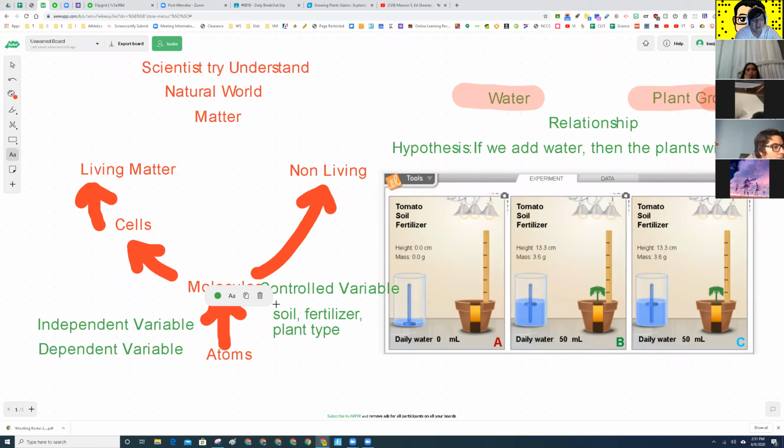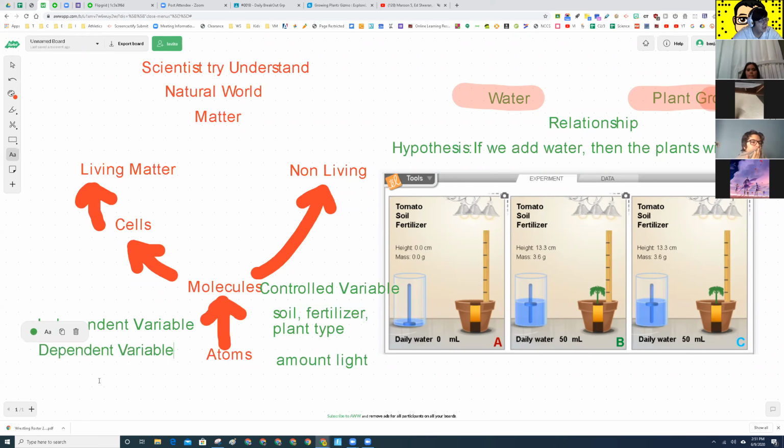How about the light? Oh, the light. Yeah, right? Everybody got the same amount of light, right? Yeah. The amount of light, good. See that? So those are controlled variables. Now, what depended on something else? What part of our experiment depended on something else?